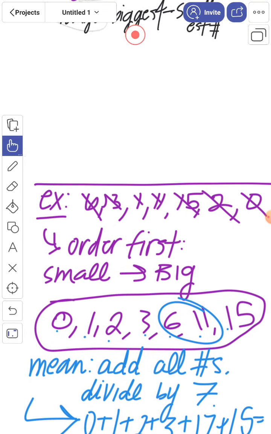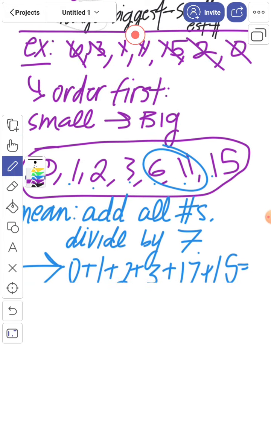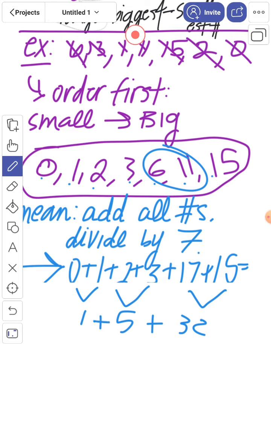Let me move that all the way up there. Can have some room. So that's 1, that's 5, and that's 32. So that's 38. Okay.